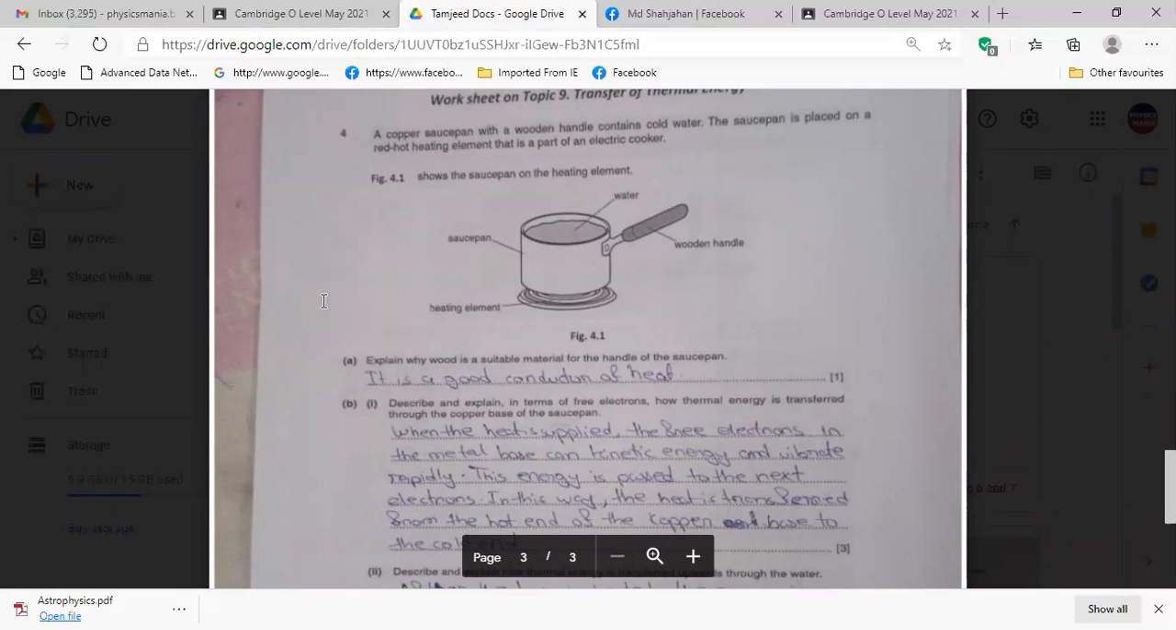What you wrote? Good insulator or bad conductor. So right here, bad conductor or insulator. Why? Why? Because it does not have free electrons, right?